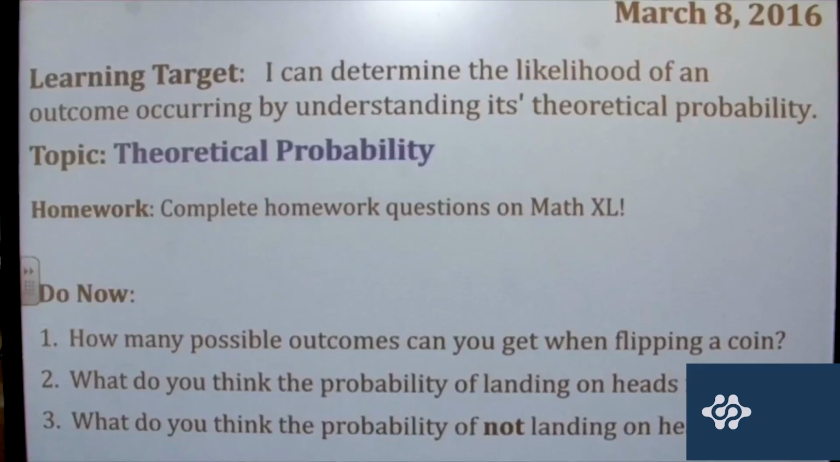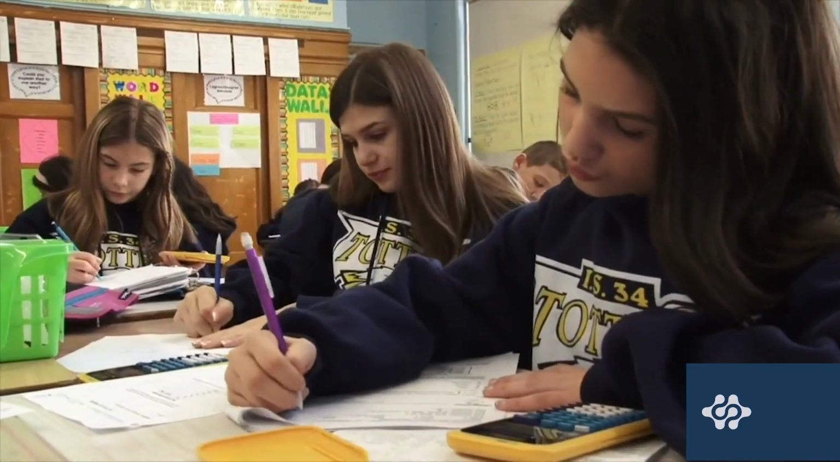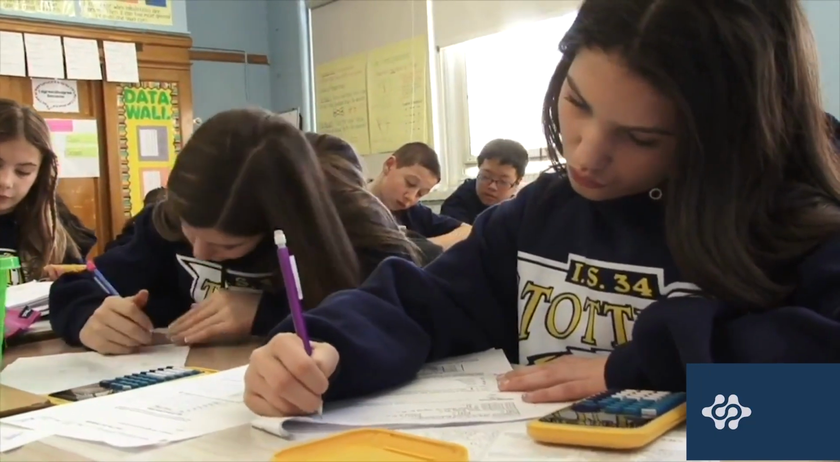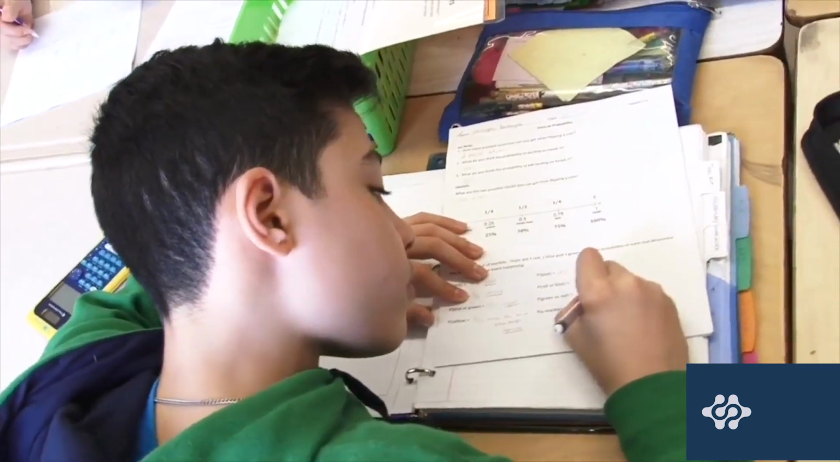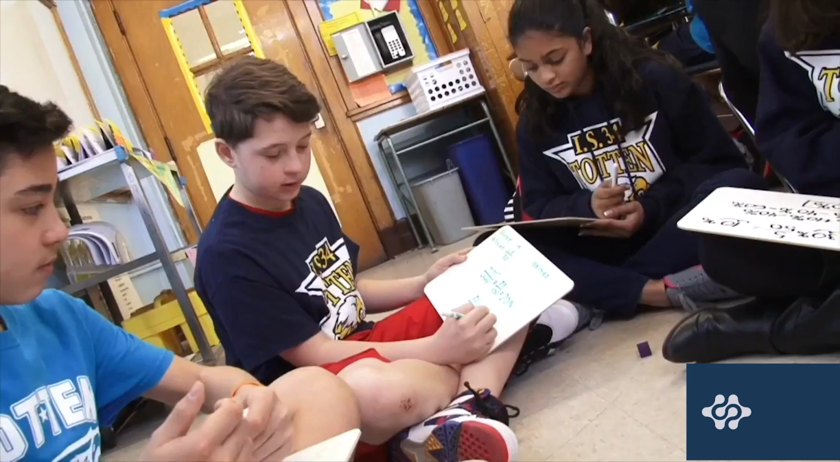In today's lesson, you will see students working on an introduction to probability. They will be looking at success criteria and seeing what they will be responsible for in this lesson. Students are going to reflect on their pretest to determine their entry point into the lesson.